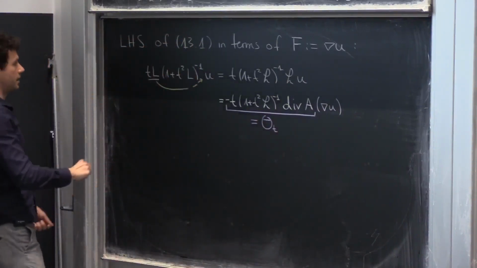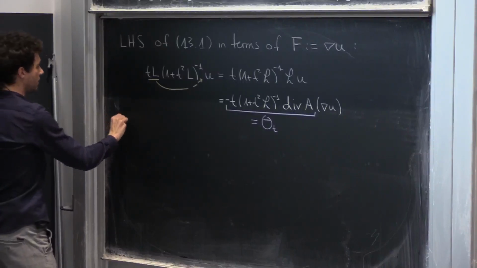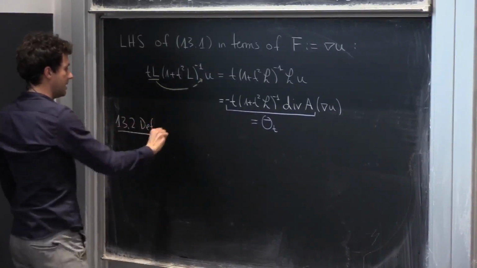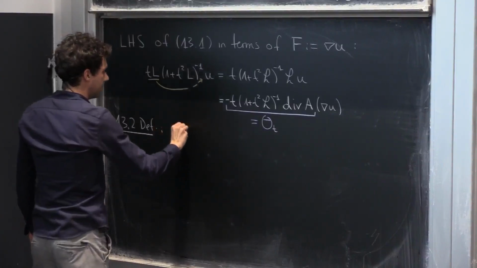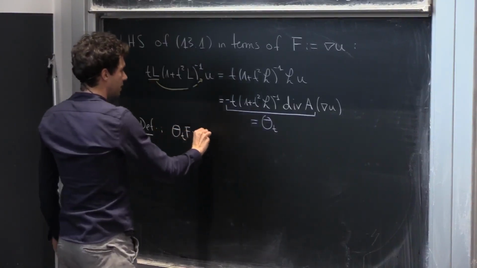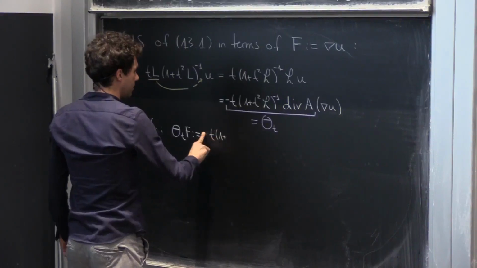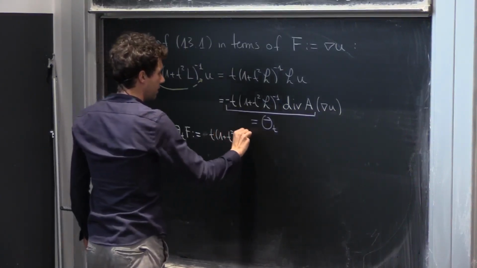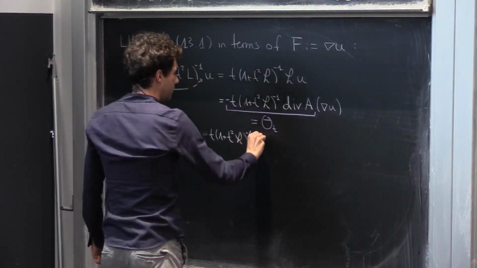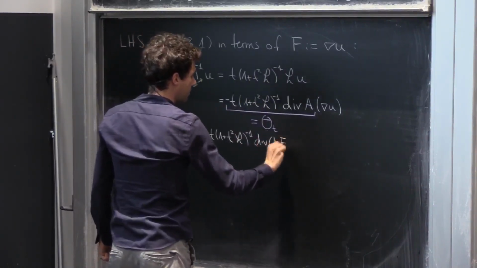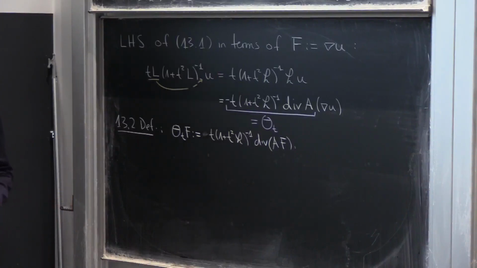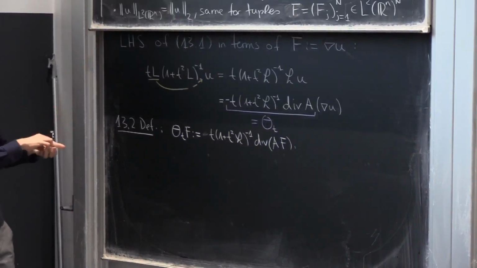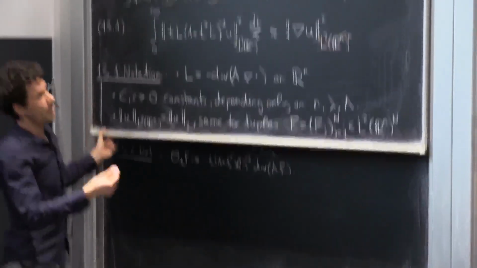Okay, and then this is the operator I should be working with. So, definition: I just said equal capital Theta_t of F is going to be minus t, it's going to be t squared curly L inverse div A F. Right, that's my notation.